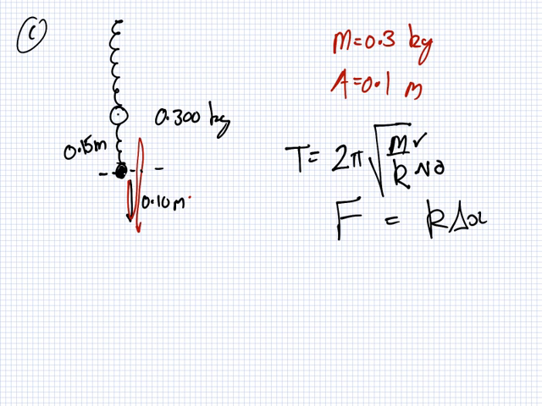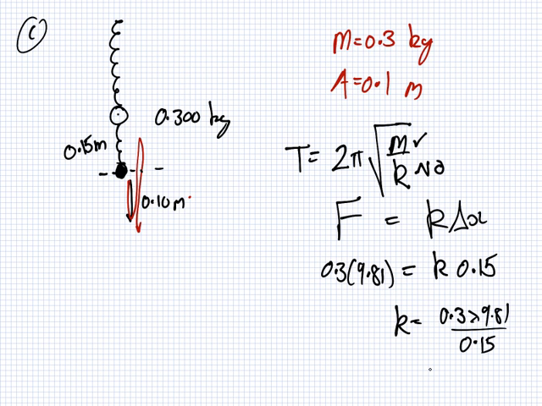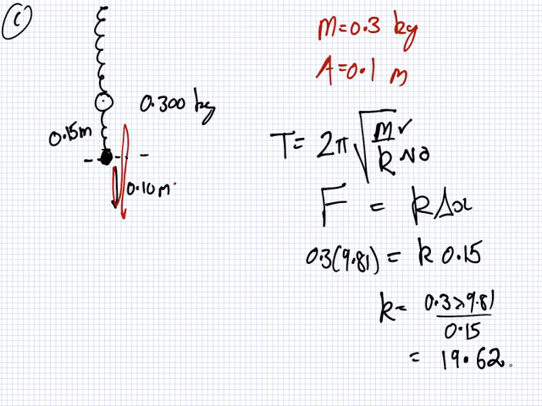What are the forces acting on it here? The weight, which is mg. And what else? The upward force from the spring, which according to Hooke is k times extension. So do we have the k now? We do. So can you give me the k, please? It's going to be 0.3 times 9.81 over 0.15, that would be 19 point, wait, I can do this, take away 40 and add 2, 62, that is the K in newtons per meter.